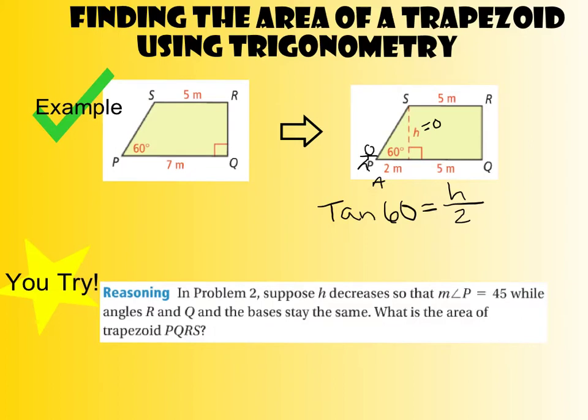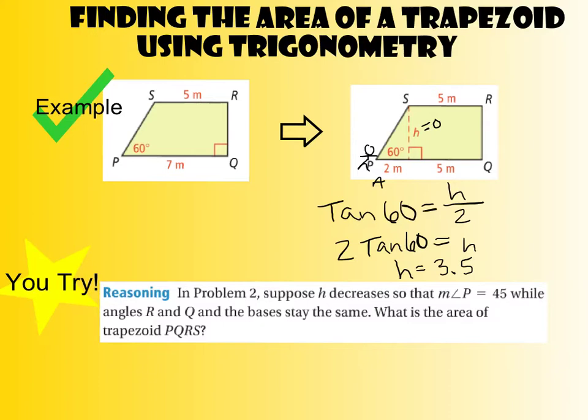So to find h, I need to put into my calculator 2 tangent 60. So I'm putting that into my calculator right now. And I get h equals 3.5. I rounded, it was 3.46. I rounded to 3.5. So now I know my height.